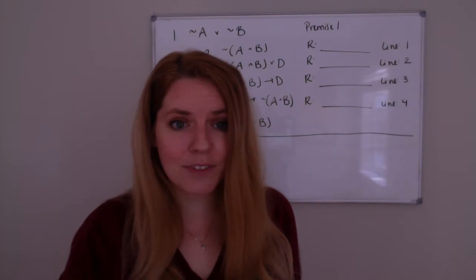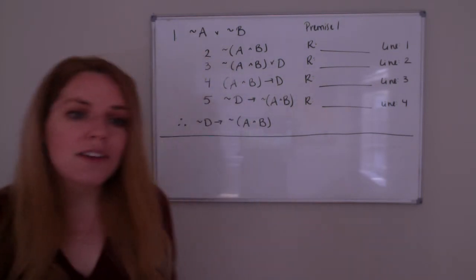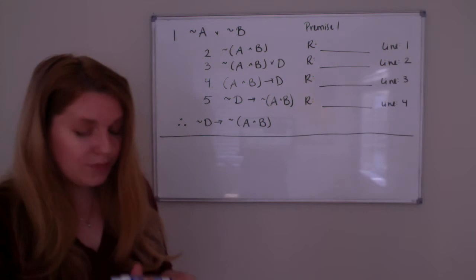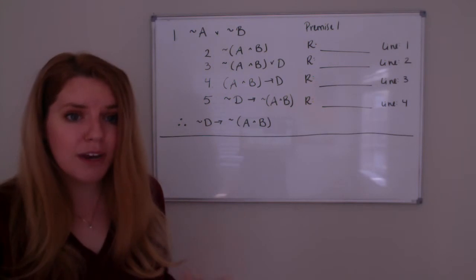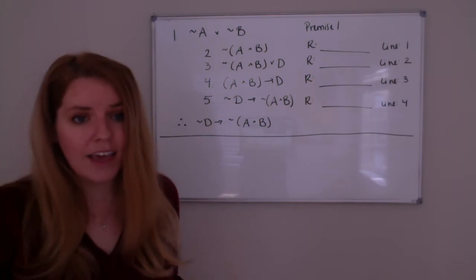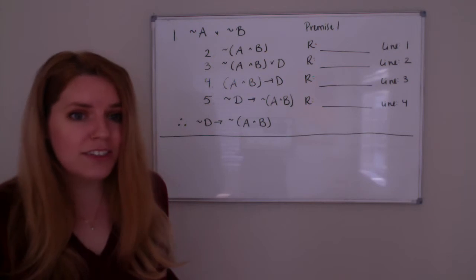So let's get started on this problem. This one's definitely kind of weird. We have one premise, and that premise is not A or not B. And the conclusion is, if not D, then not A and B. So right away we can see that something really weird is going on.